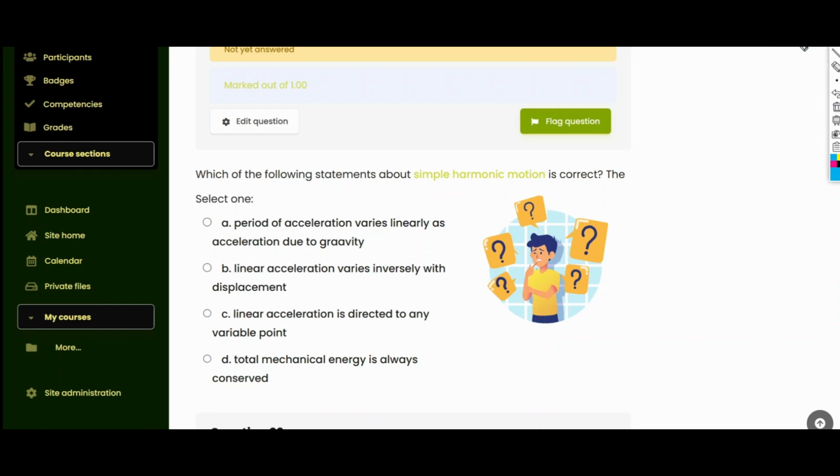Which of the following statements about simple harmonic motion is correct? The period of acceleration varies linearly with acceleration due to gravity. Linear acceleration varies inversely with displacement. Linear acceleration is directed to any variable point. The total mechanical energy is always constant, because at each point the sum of the potential and kinetic energy is constant throughout the system.